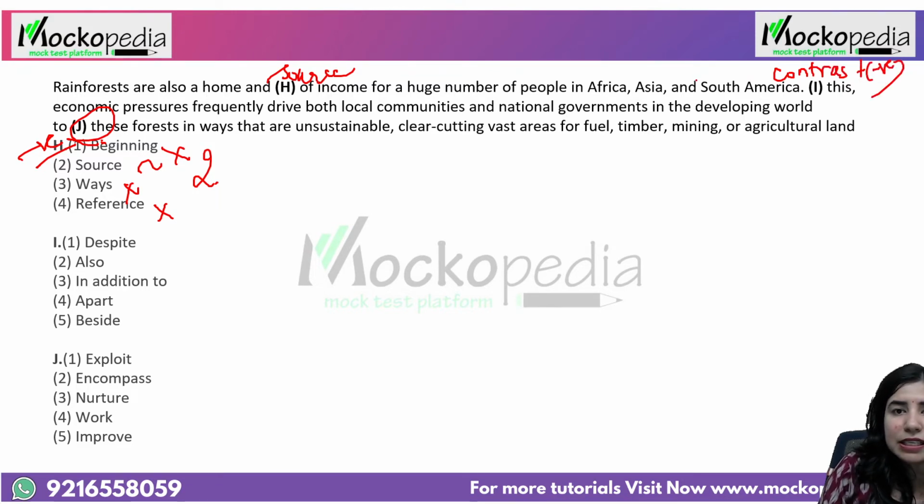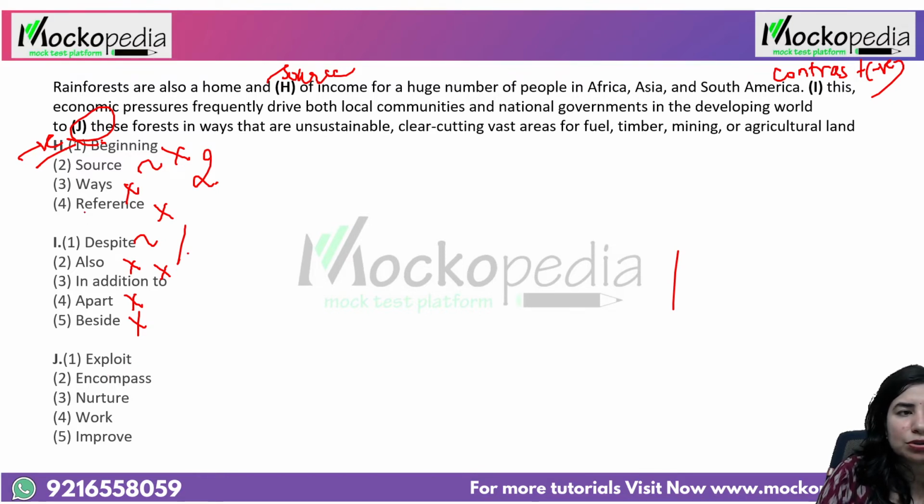Dear, see these are the benefits. Despite that, due to economic pressures, the local people and governments are cutting forests, which will lead to unsustainability, and they're wanting fuel, timber. So I hope the overall picture is clear. Now here comprehension is important. So here a negative transition word will come. Despite matches, these two will be positive, taking the discussion ahead. Apart and beside again are easy eliminations. So one will come in.